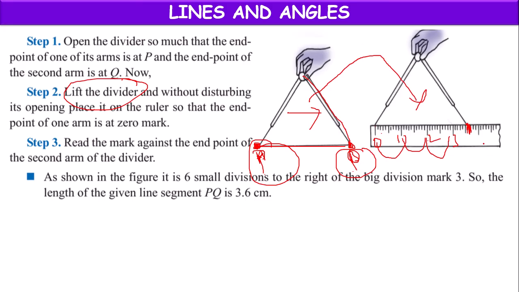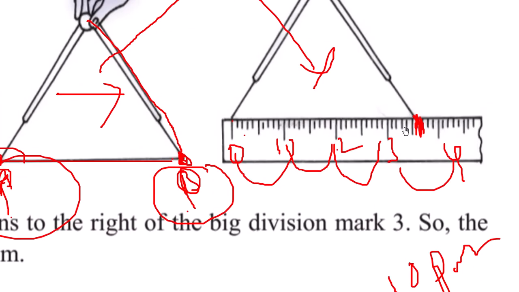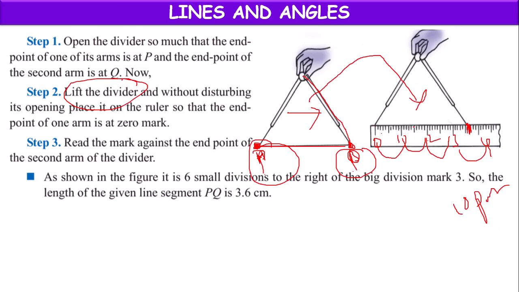From 3 to 4, we are having 10 parts. From those 10 parts, it is coinciding with which part? From 3: first part, second part, third part, fourth part, fifth part, sixth part. It is coinciding with the sixth part out of 10 parts in between this 1 centimeter.